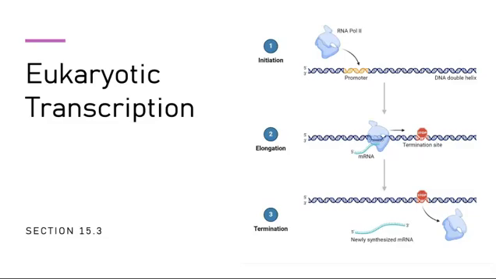Hello and welcome to your video lecture on section 15.3 on eukaryotic transcription. Most of these processes are going to have three phases, or you can even think of them as three steps. We've got initiation, elongation, and termination.